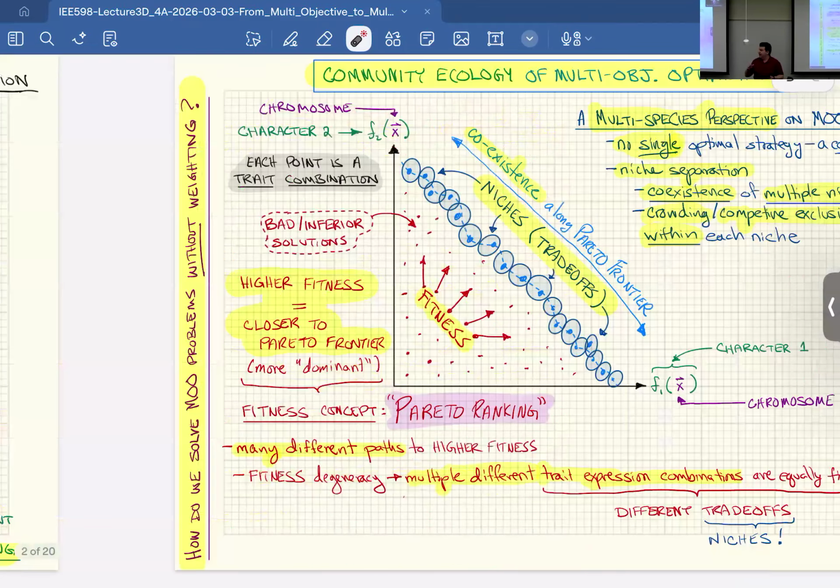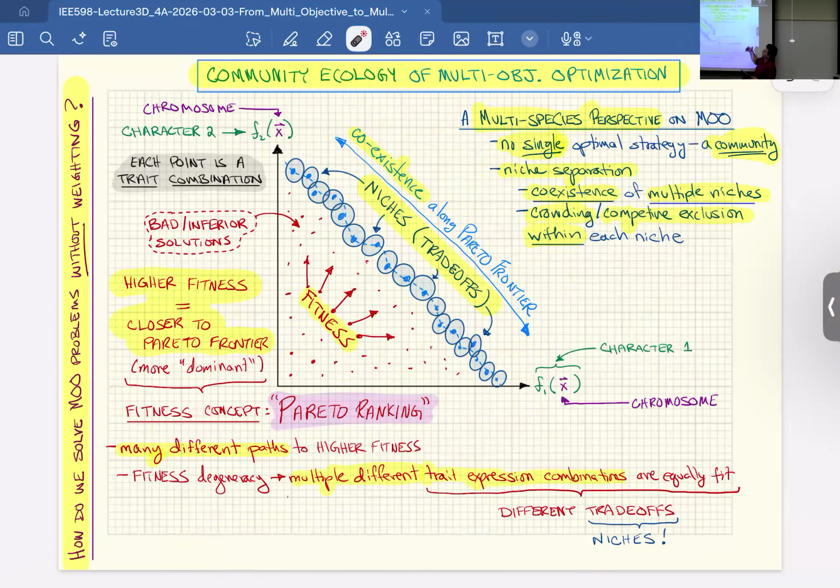Okay, so this kind of gives us an opportunity to talk about the community ecology of multi-objective optimization. I just use the term niching. It kind of comes from thinking about communities in nature. In nature, there is no one objective. It would be wrong to say that natural selection is trying to optimize intelligence or optimize speed or anything like that. All natural selection is trying to do is increase fitness, increase reproductive success. And how you get to reproductive success can differ based on different trait combinations, different trade-offs.